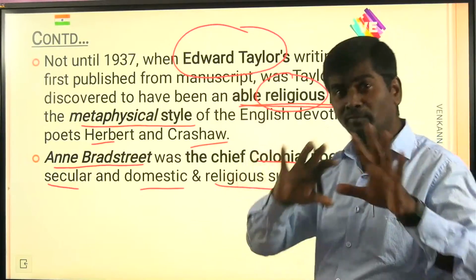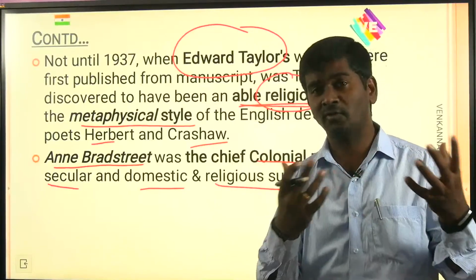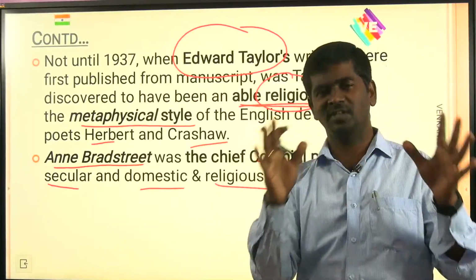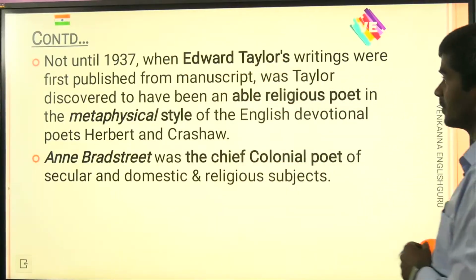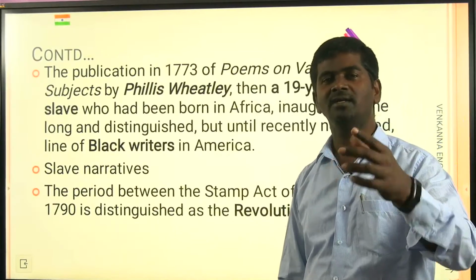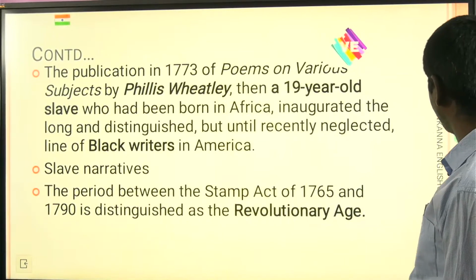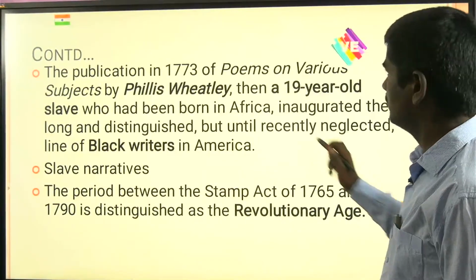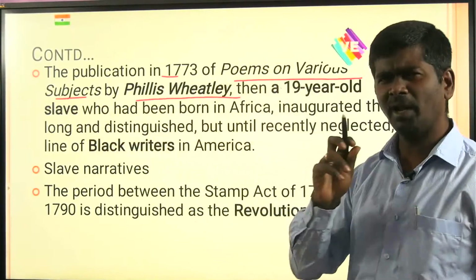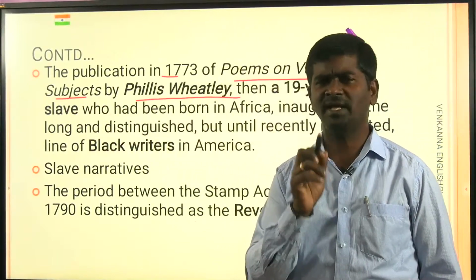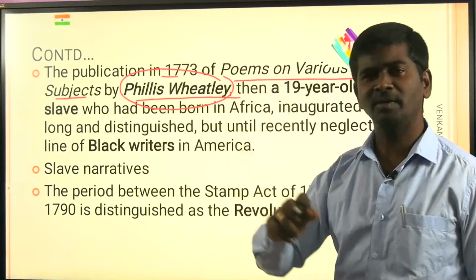Like that, you may get a question: which of the following is one of the writers of the colonial period? Or what was the literature about? So you need to have certain important ideas in your mind when you read for examination. So friends, the publication in 1773, Poems on Various Subjects by Phillis Wheatley, a very important slave narrative. So Phillis Wheatley, friends, this is very important.